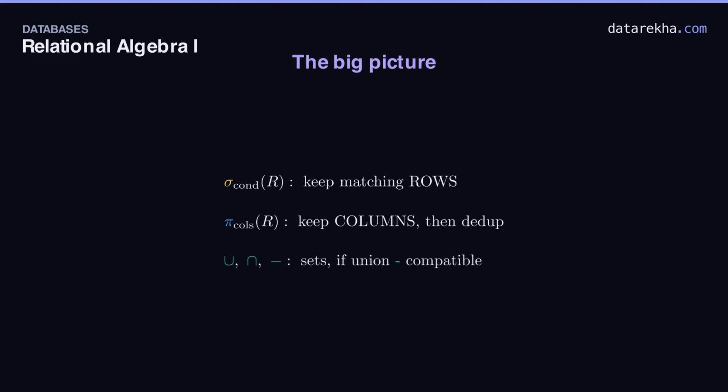Union, intersection, and difference treat tables as sets, but only when they're union compatible, the same columns and domains. And remember, difference is not symmetric, and the Cartesian product pairs every row with every row, multiplying the counts. On its own, it explodes. Paired with selection, it becomes the join. Master these operators, and you can read any relational query and every line of SQL that rests on them.